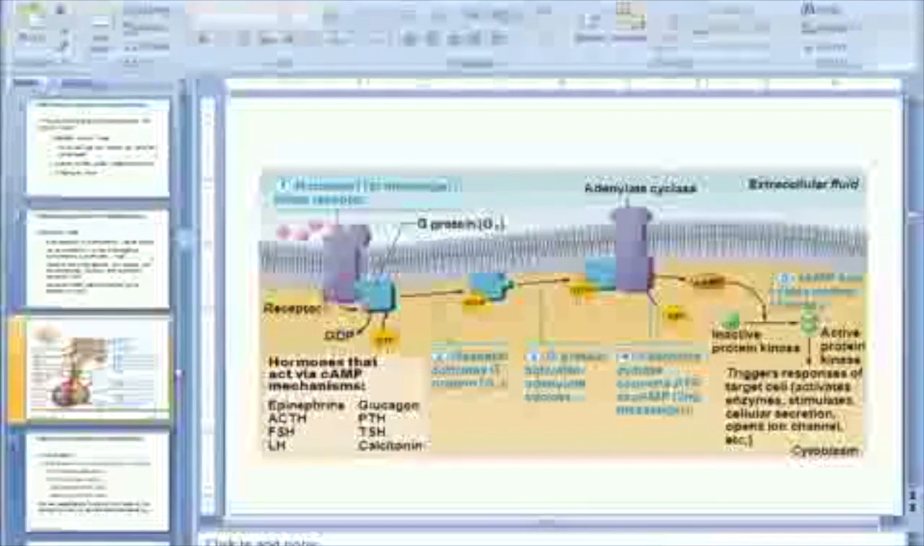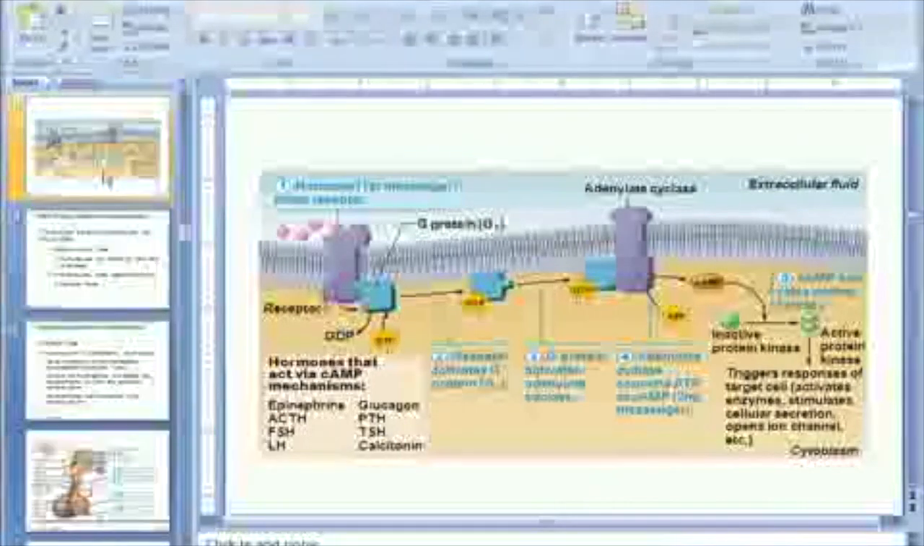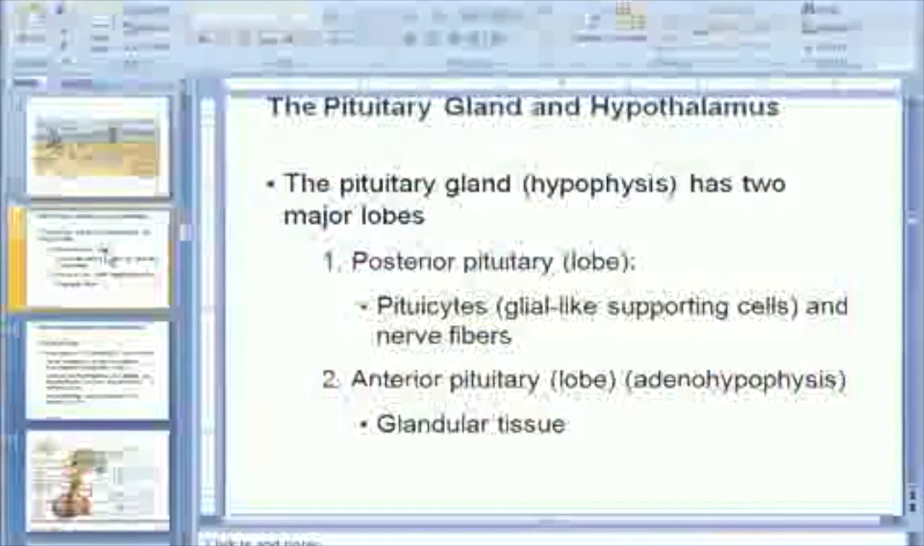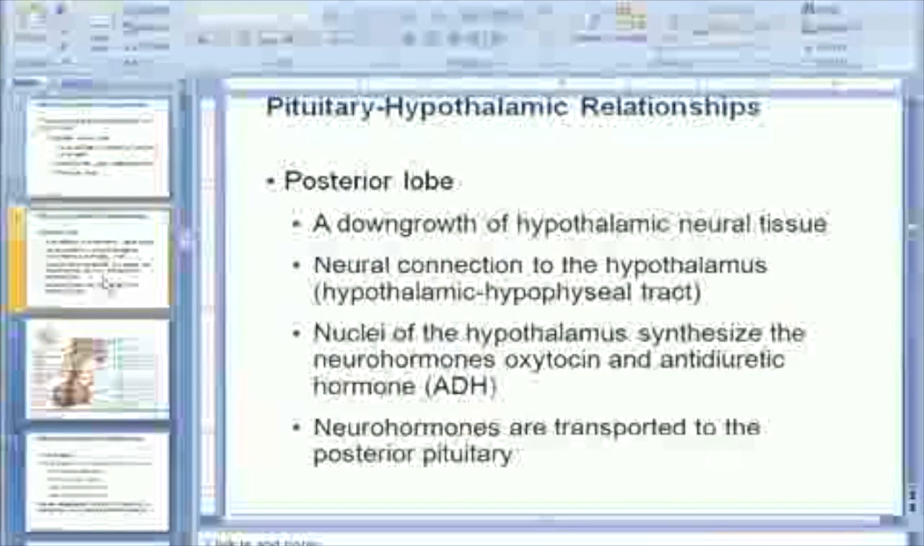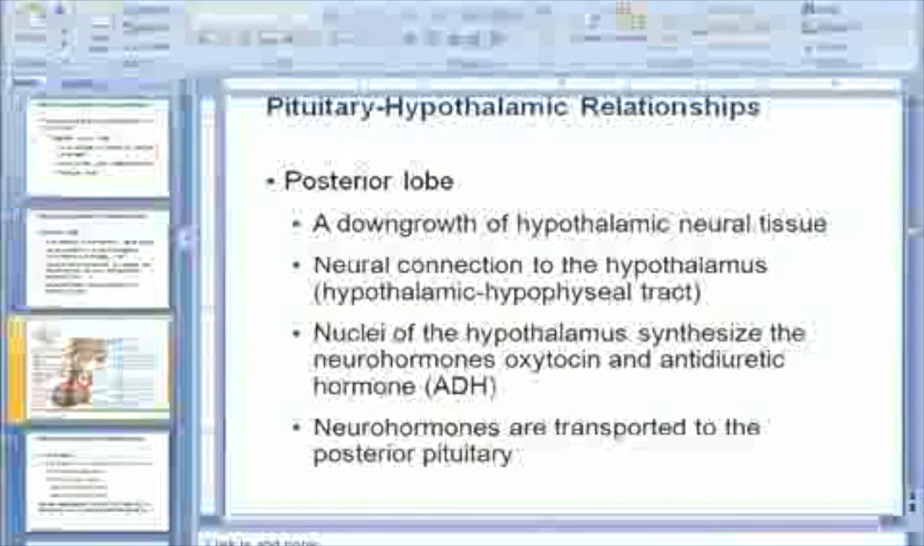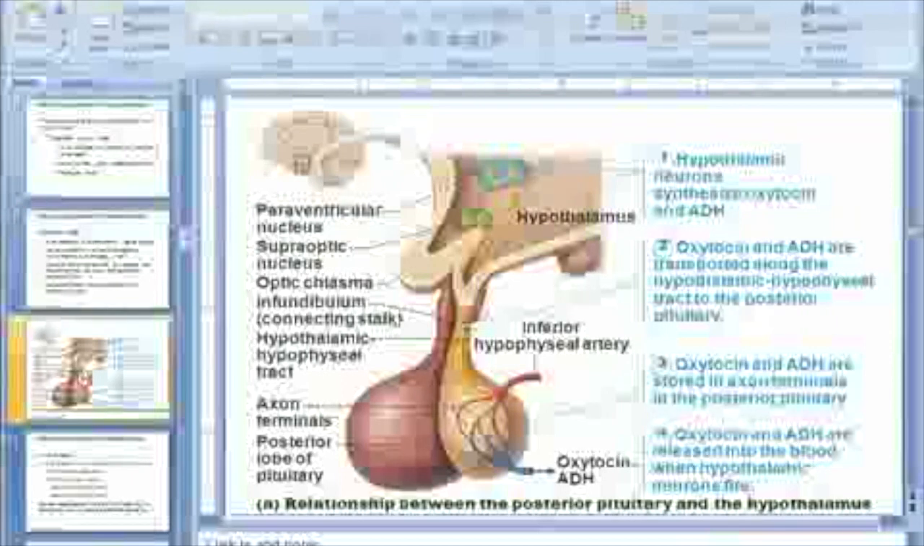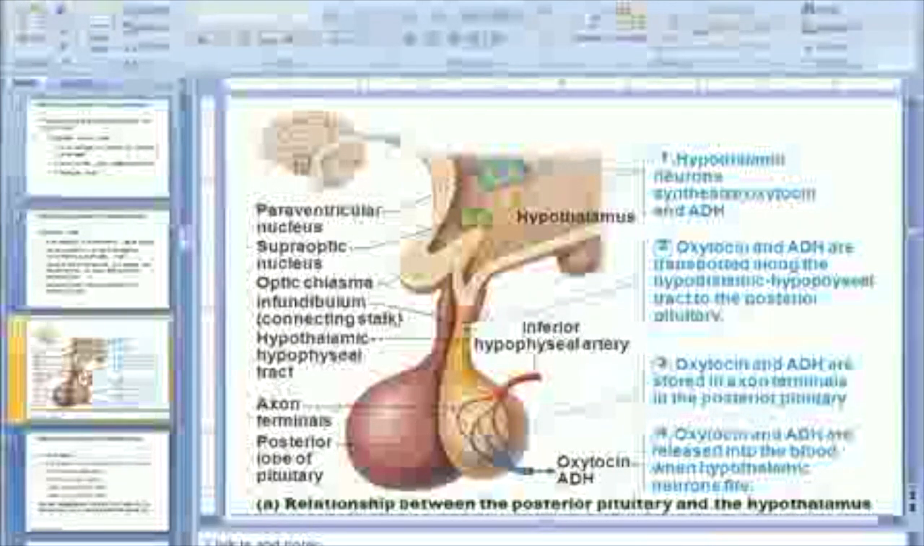Now that that difficult job is done, we can move on to something easier, I think. And the something easier is the pituitary gland and its relationship to the hypothalamus. Well, it's pretty easy because after you do something in lab and you see the kind of tissue it is, it makes putting some other information on there a little bit easier.